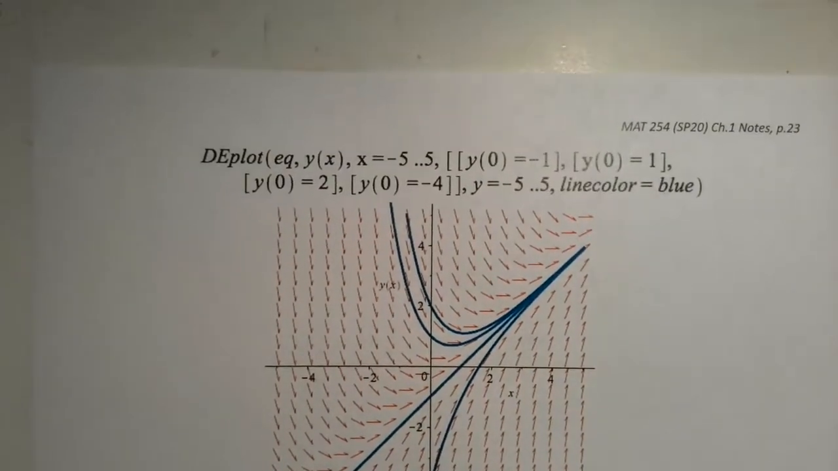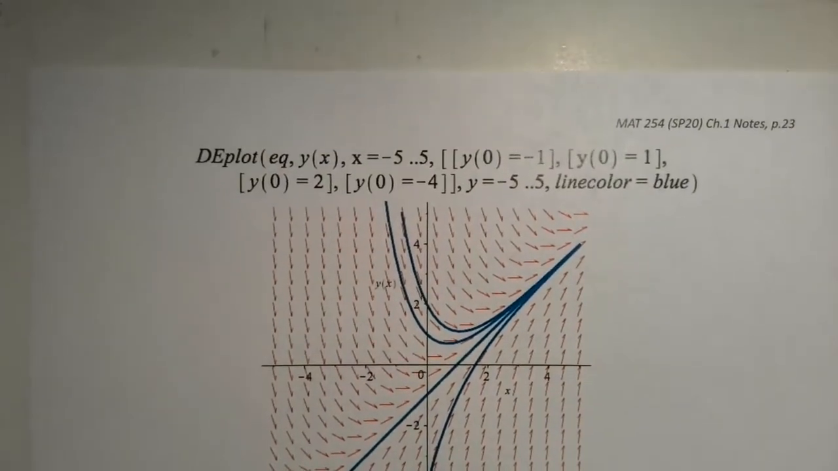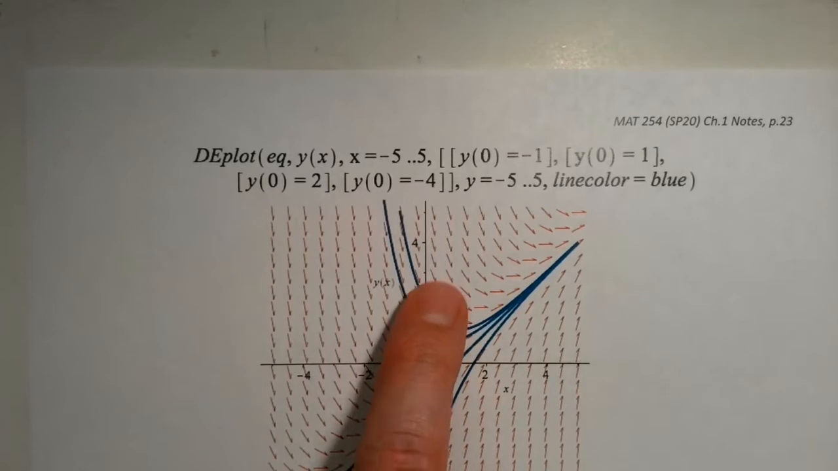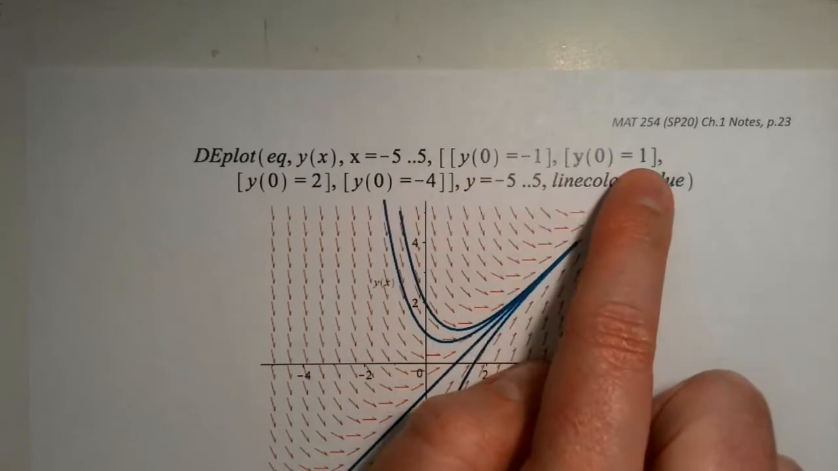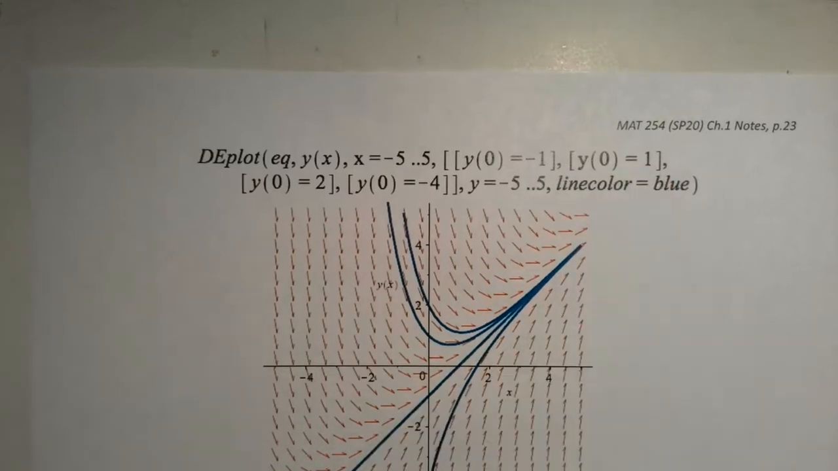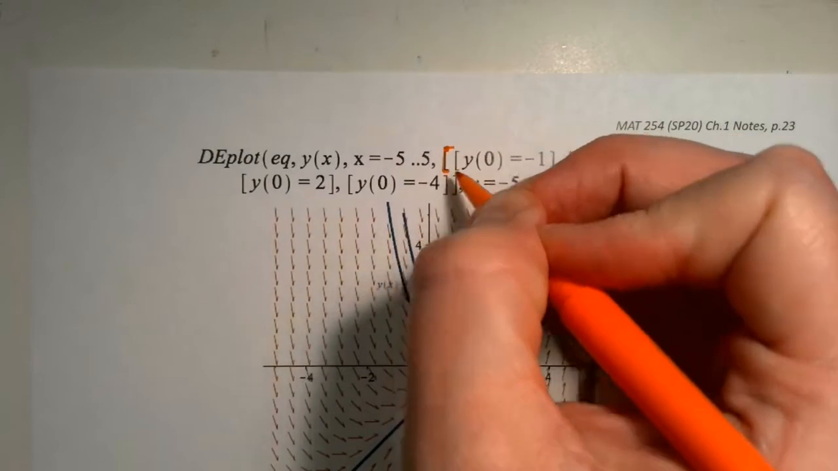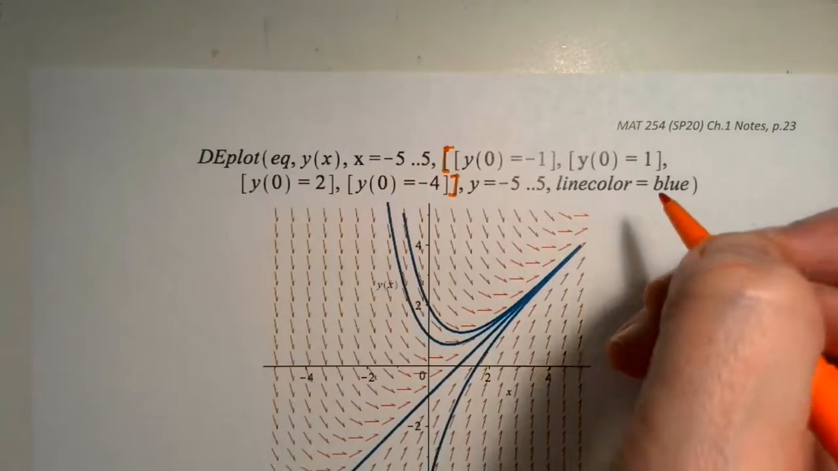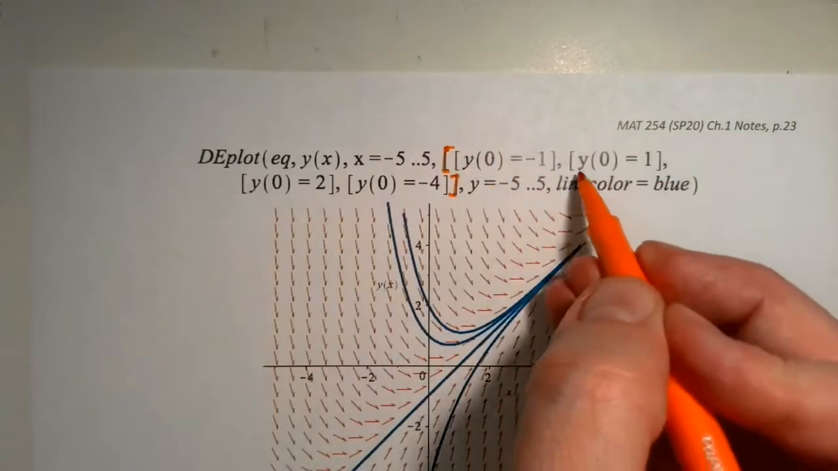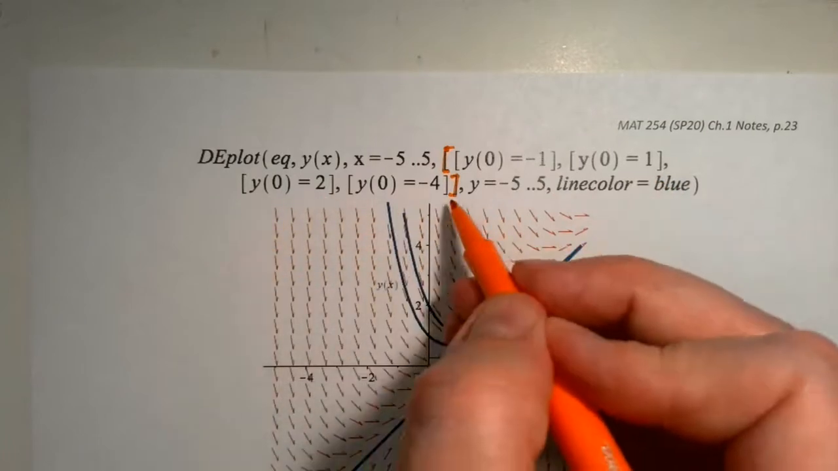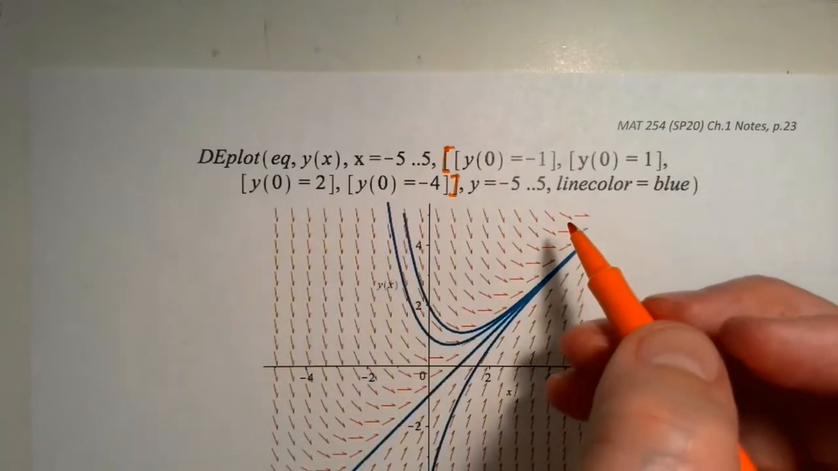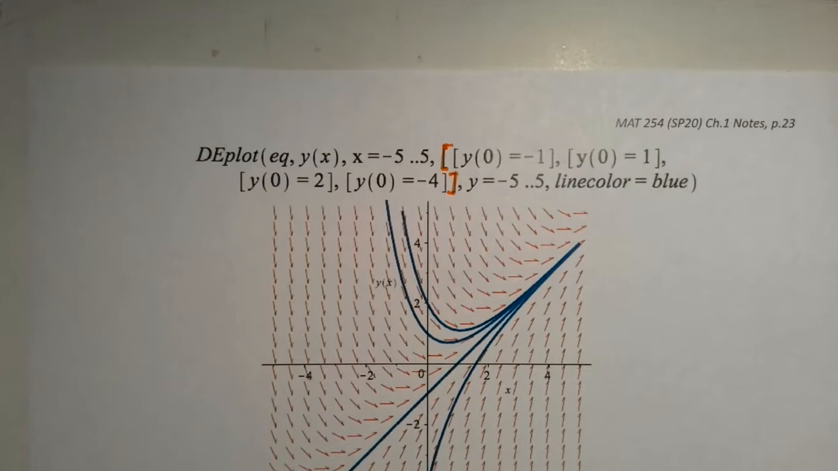But you can see we can get multiple curves by typing in multiple initial conditions. But notice each one of those initial conditions is inside the bigger outside square brackets. So each one of them is their own little square bracket inside, separated by a comma. So it's a list of initial conditions. So you can do that in Maple to create a whole bunch of solutions.